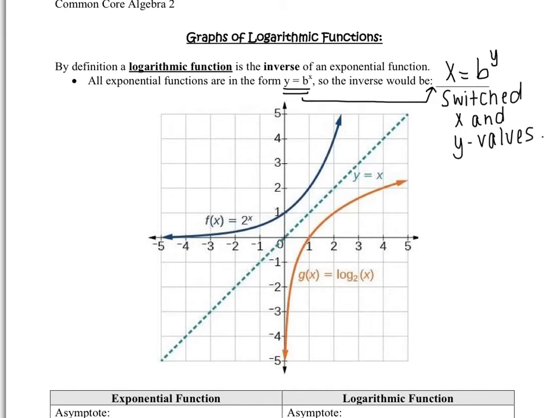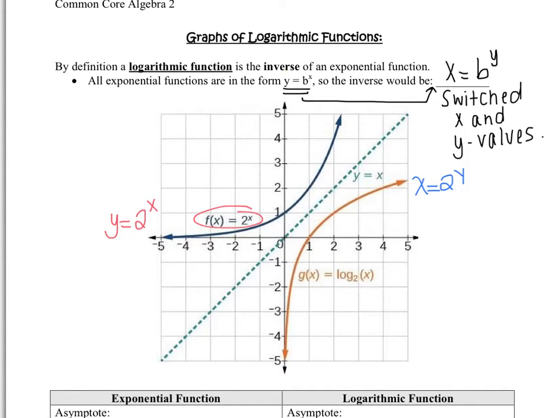So this graph right here is my exponential function because it goes through the point 0, 1. And let's call this y equals 2 to the x. I'm just going to rewrite this. Y equals 2 to the x. Now, if I were to switch the x and y values, I would get x equals 2 to the y. Now, that's why I put it over here, because this is the inverse of this exponential. X equals 2 to the y.